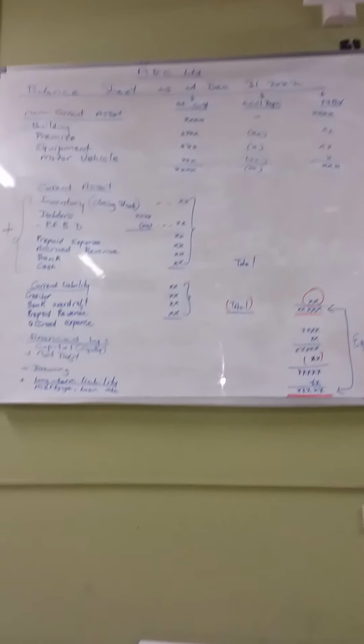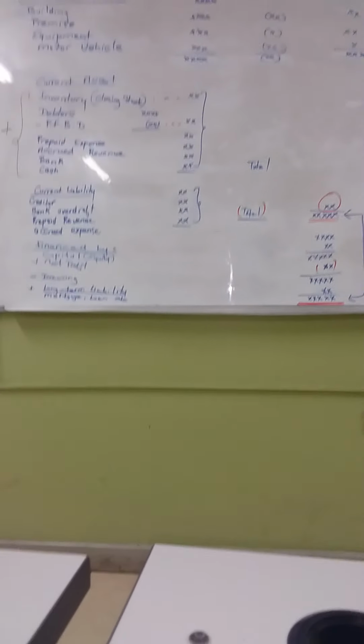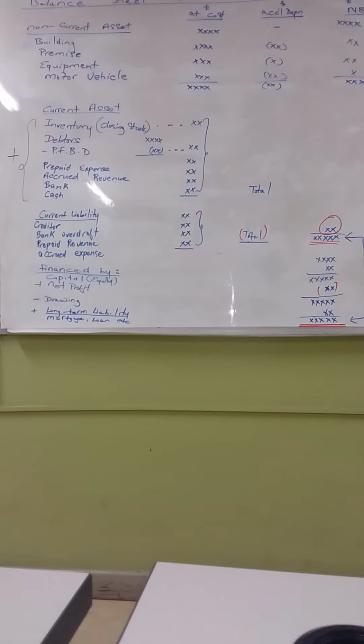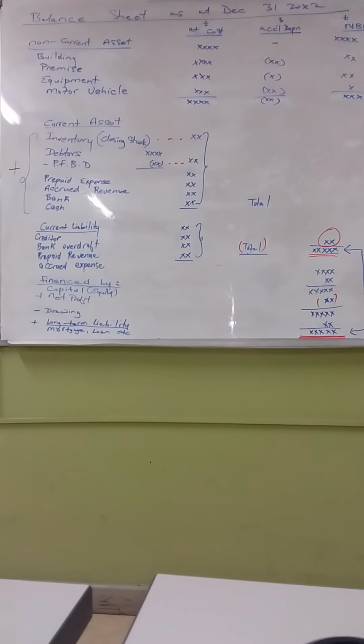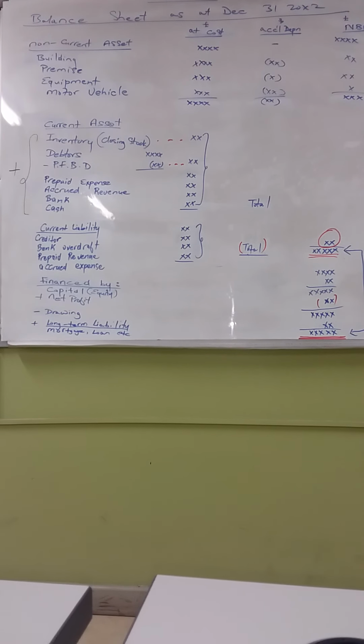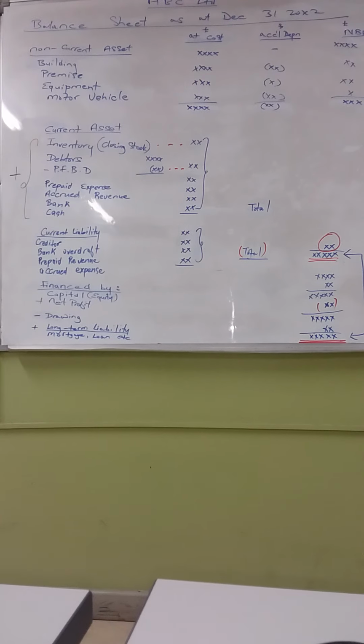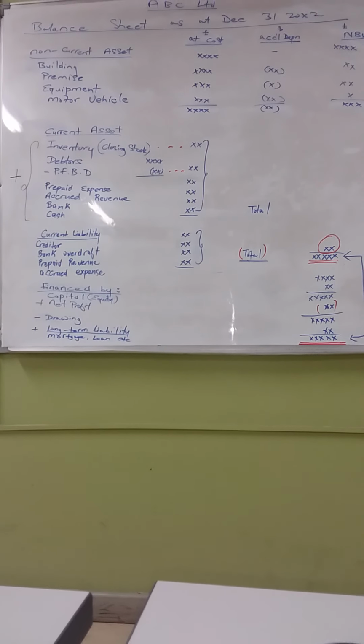Next, we move into our current asset aspect. Now, the current asset aspect, we start with our inventory. Which inventory are we talking about? The closing inventory, your closing stock. That is what goes there, not the opening stock, but the closing stock.